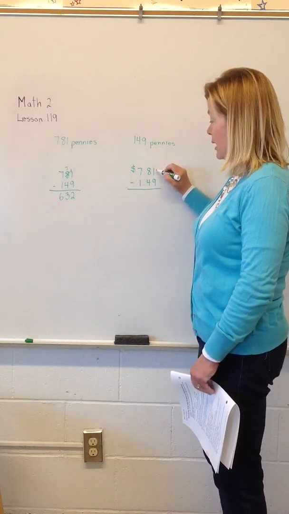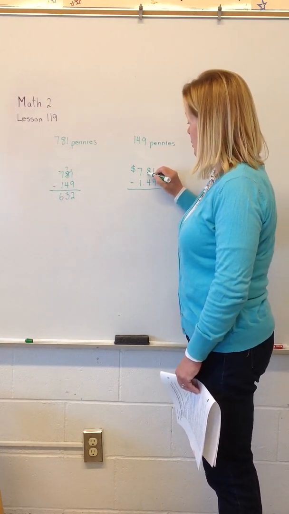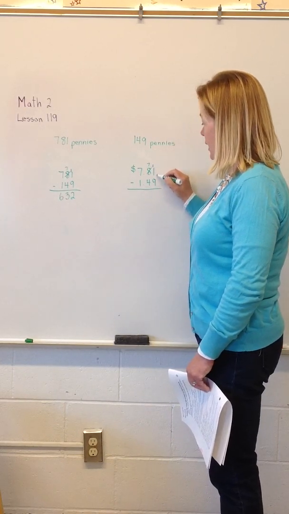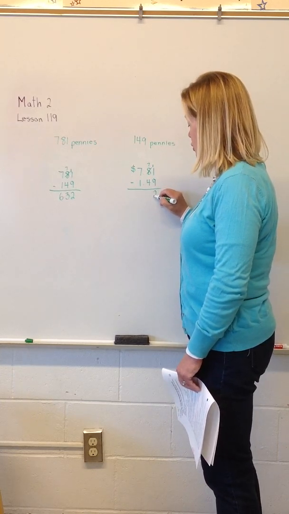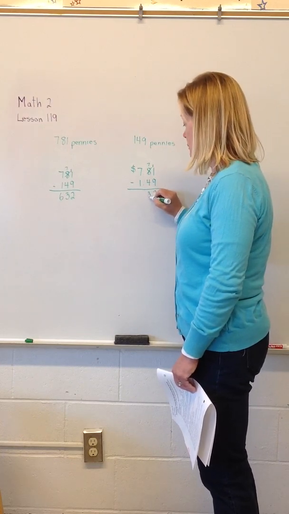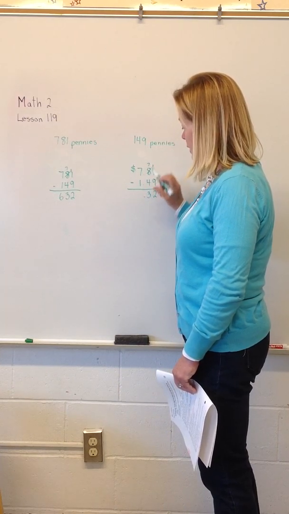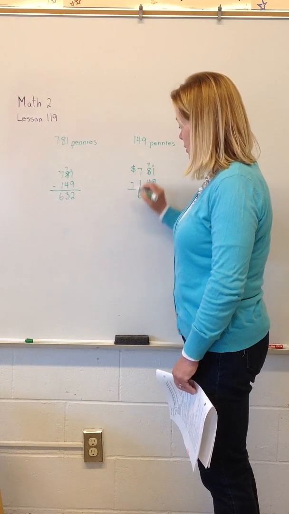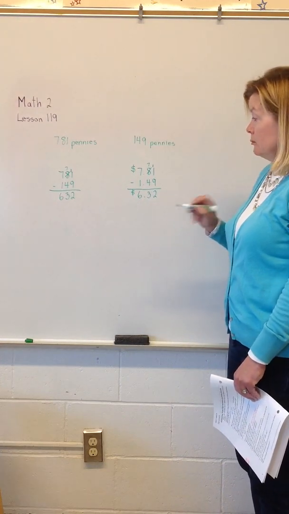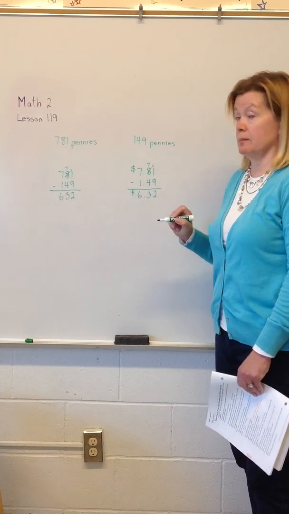If I have 1 penny, I cannot subtract 9. Just like if I have 1 cookie, I cannot eat 9 of them. So I'm going to trade in one of these dimes. That becomes 10 pennies. 11 pennies minus 9 pennies equals 2. 7 minus 4 is 3. Remember, I have decimal points, so I'm doing that right away. And 7 minus 1 is 6. And I also need to write my dollar sign. I almost forgot. That's why I do it first. So our answer is the same. The only thing different is the dollar sign and the decimal.